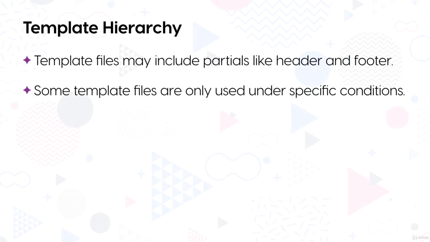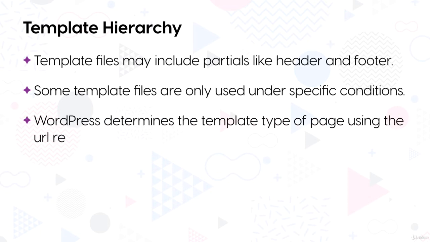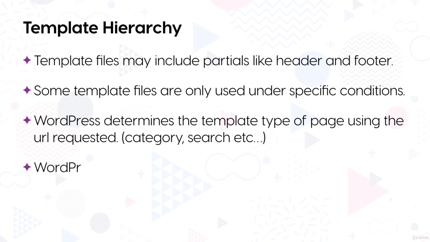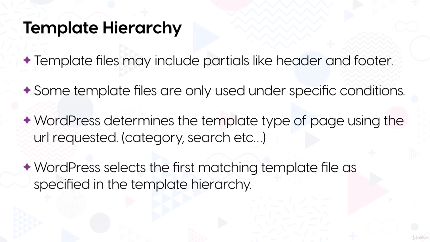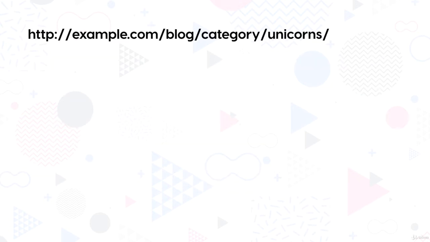Some template files are only loaded under certain conditions. So depending on the URL or the request that you are requesting, WordPress will determine what template to use. And that will be according to a specific hierarchy that WordPress uses in order to decide what template to load. So to make this clearer, let's take a look at an example. So let's say we are requesting this page.